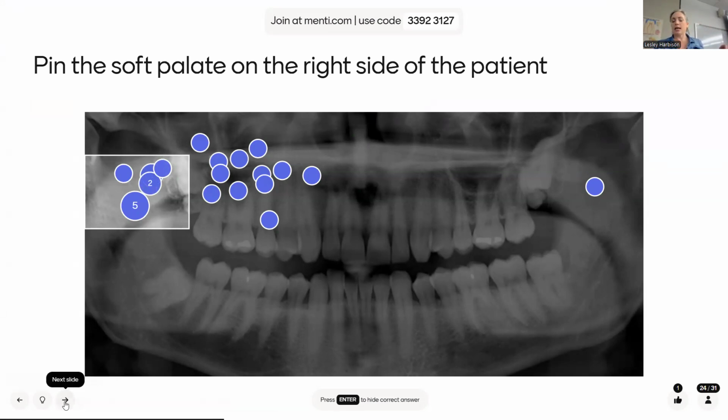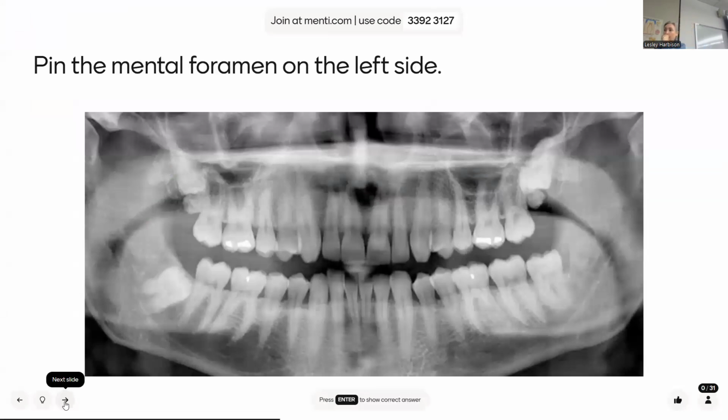Okay, so let's go to the next one. Pin the mental foramen on the left side.